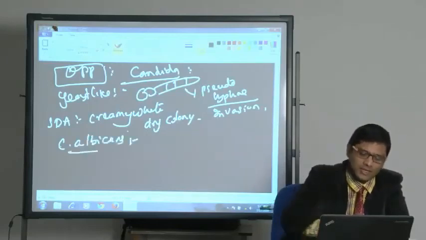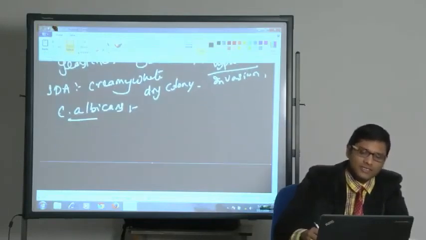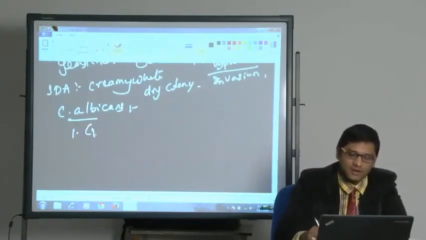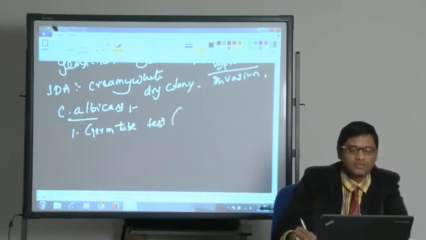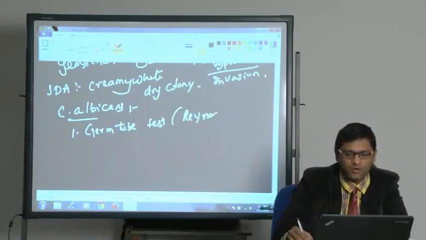Candida albicans can be differentiated from other Candida species by various tests, like the germ tube test, also called the Reynolds-Braude phenomenon.